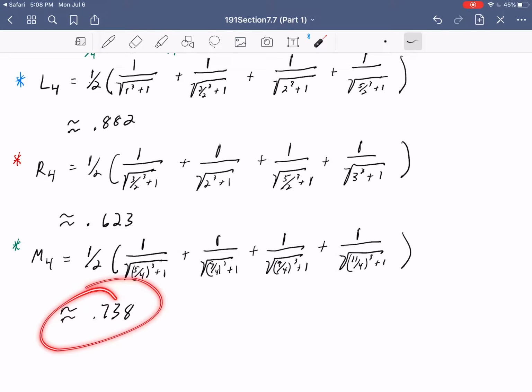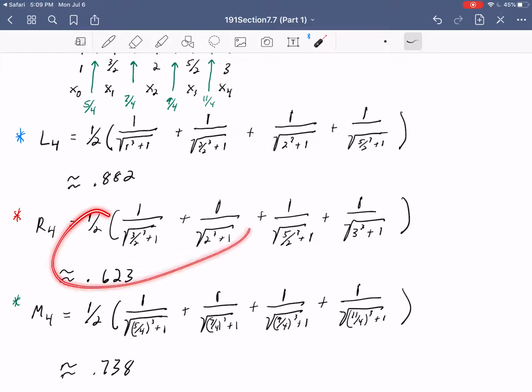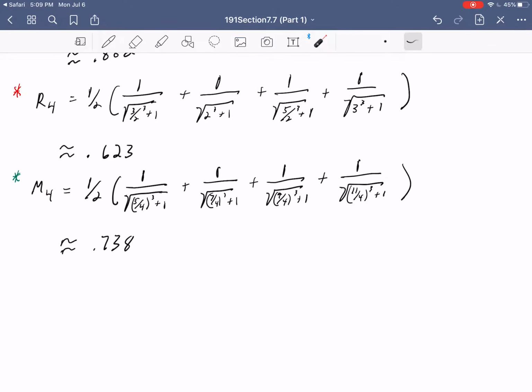Notice that the midpoint approximation landed between the left endpoint and right endpoint approximations. That isn't always guaranteed to happen, but it will happen for anything that is a monotonic function, meaning a strictly increasing or strictly decreasing function. And this is a strictly decreasing function. So the left endpoint approximation is guaranteed to be an overestimate, and the right endpoint is guaranteed to be an underestimate. So this being in the middle makes sense.